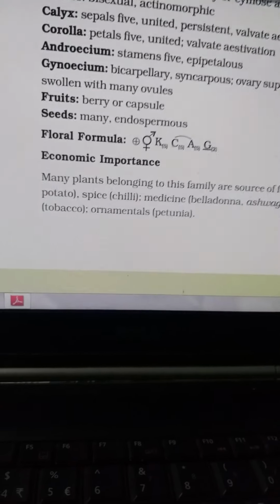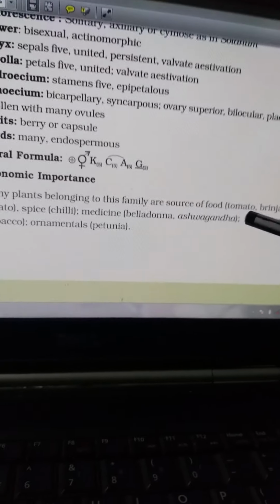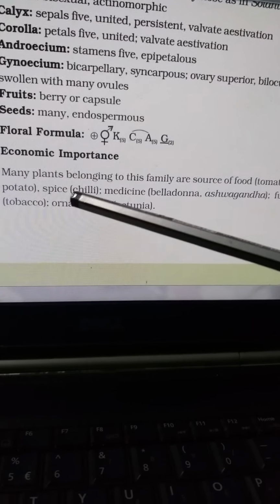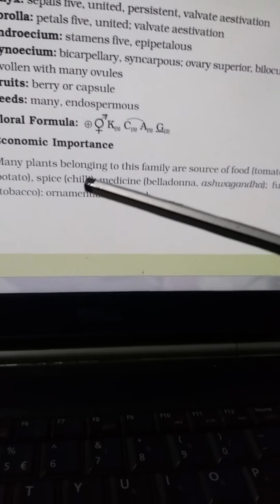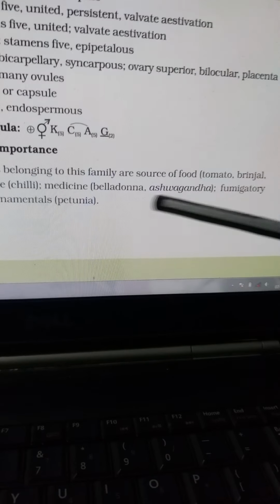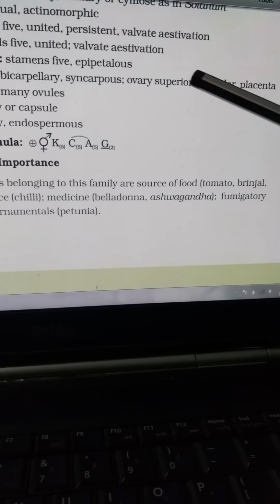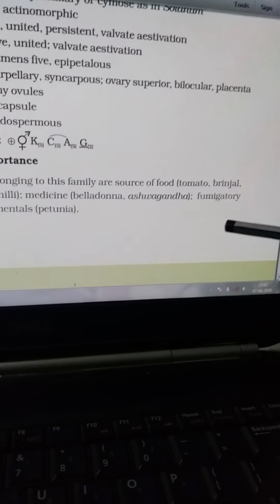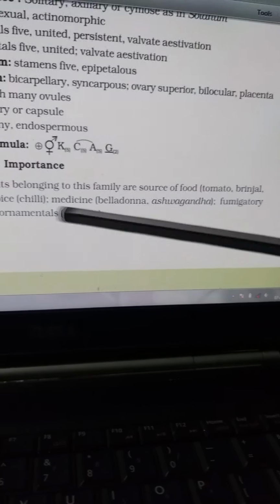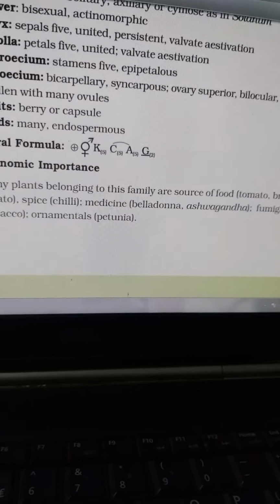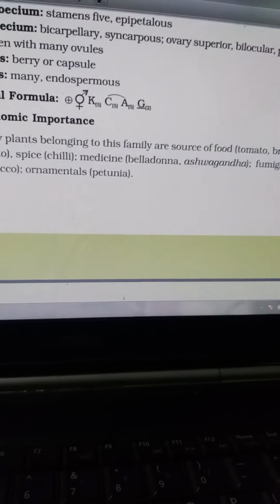Since it is a large family, tomato, brinjal and potato are used commercially as vegetables. Chilies are spice and medicine. Belladonna and ashwagandha are two medicinal herbs that belong to this Solanaceae family. Fumigatory means Solanum nicotianum, which is tobacco. And petunia is an ornamental plant. So you are going to go through it very carefully.